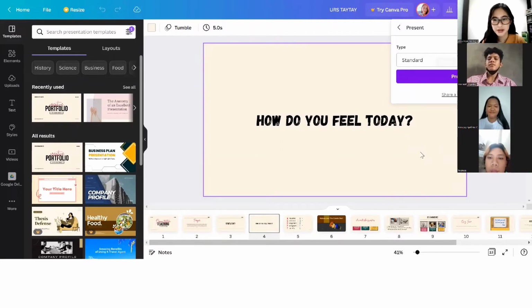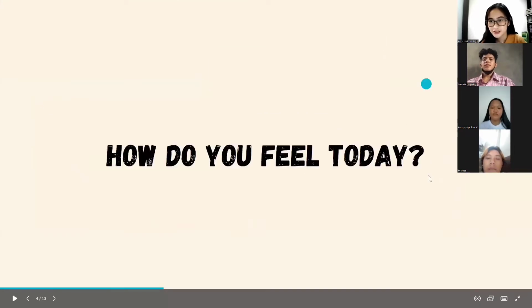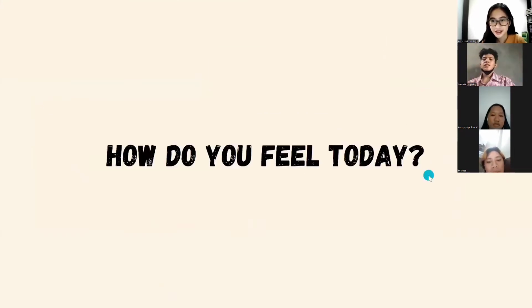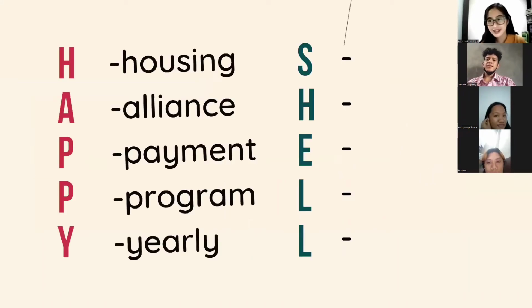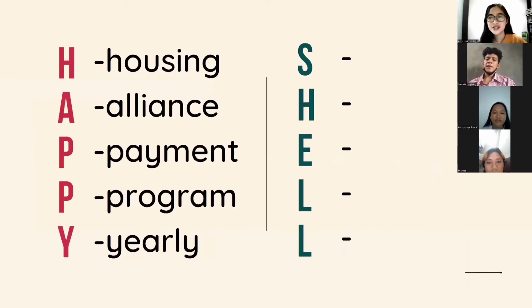Ayan. So, can you see my screen? Ayan. So, for our next activity, this is called Spell It. You just have to spell out letters presented here into words. So, say, for example, the word happy. You will spell out H as housing, A as alliance, P, payment, P, program, and Y, yearly.